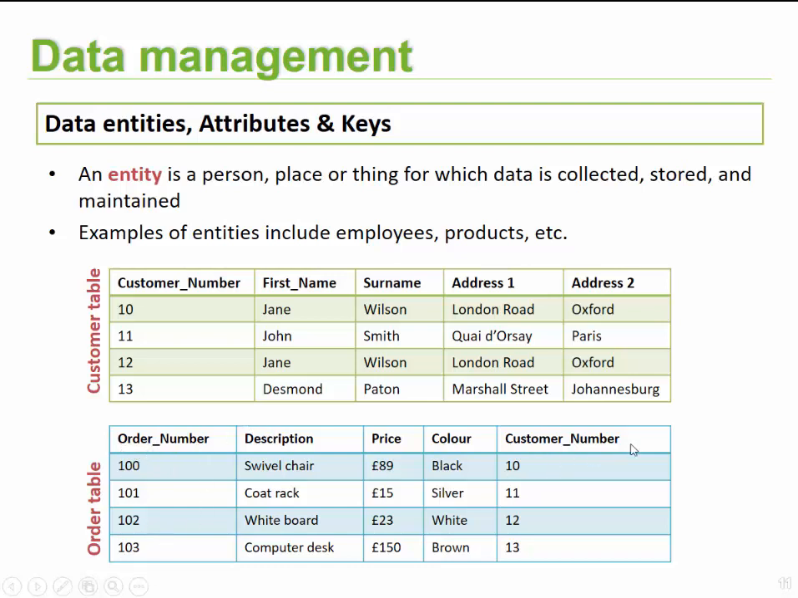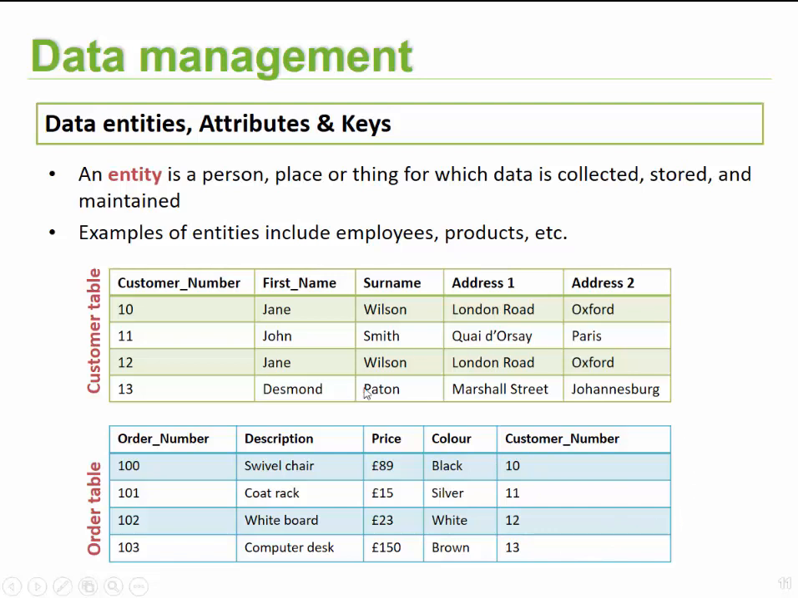Now, just for interest's sake, if you peek to the right here, what do we start to see? And this is where the foreign keys come into play. For this first order, we find that customer number 10, which is Jane Wilson, has ordered a swivel chair. For the next order, John Smith ordered a coat rack. For order 102, Jane Wilson ordered a whiteboard, and then for order 3, Desmond Patton ordered a computer desk. So this now links the orders to the actual customer information.